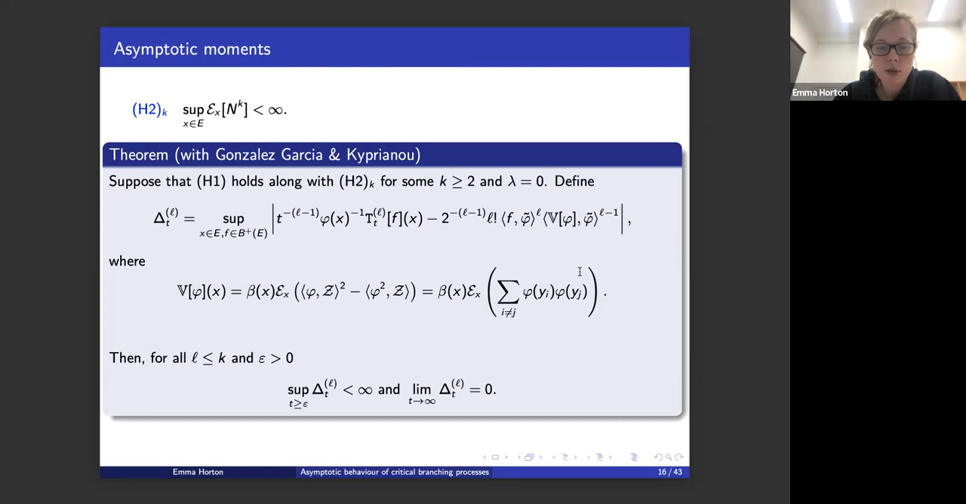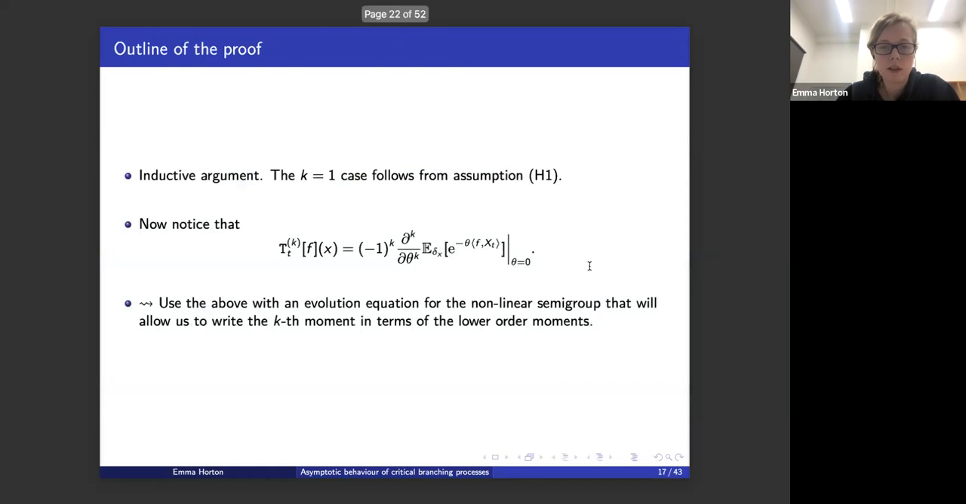So now I'm going to give sort of an idea of the proof. And it's going to be based on an inductive argument. So we know exactly how the first moment behaves from the assumption H1, as I said before. So this is kind of the base case done.